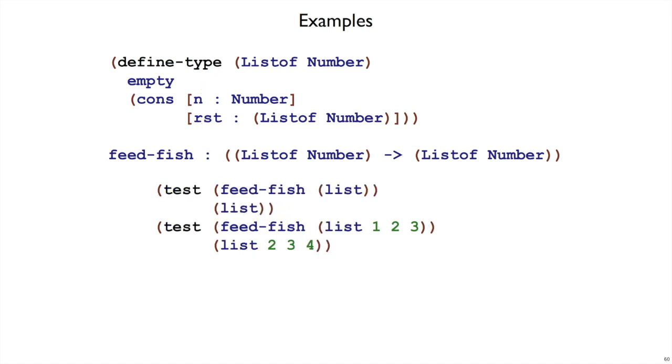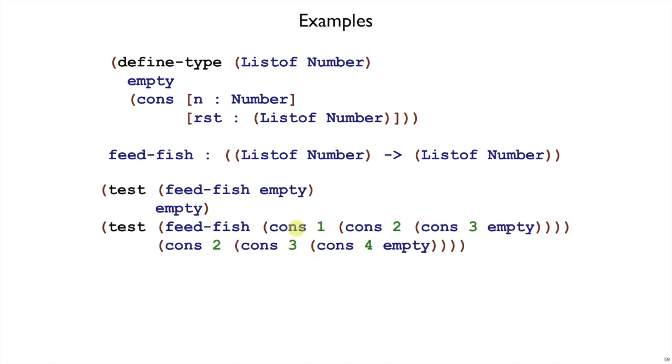We could just as well write the test this way using the list operator. The list form takes any number of things, so if I want an empty list of fish, I can write it that way. And if I write a longer list like this, 1, 2, 3, then I'll get a bigger list as a result. But this way of writing examples is completely equivalent to the other way. This way more directly connects to the data definition.